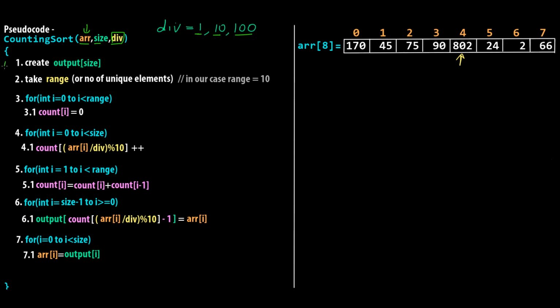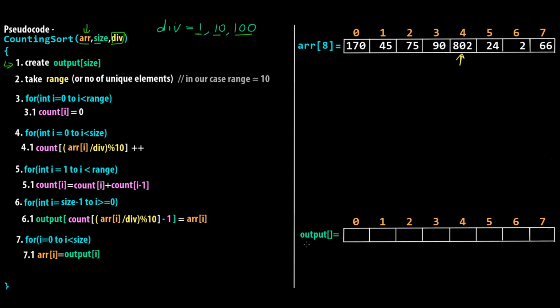And now let's go step by step. A lot of things are going to be similar. So first thing is obviously create the output array, because in counting sort we create an auxiliary array to store the output and then transfer all the values from the output array into the original array, that is the input array. So first things first, create an output of the same size of the input array. So whatever size of the input array, we have to create an output array.